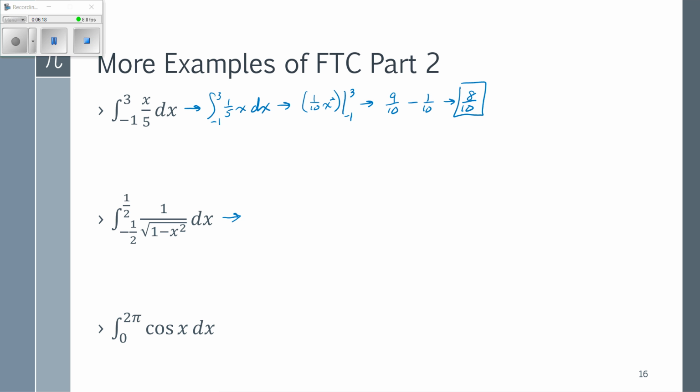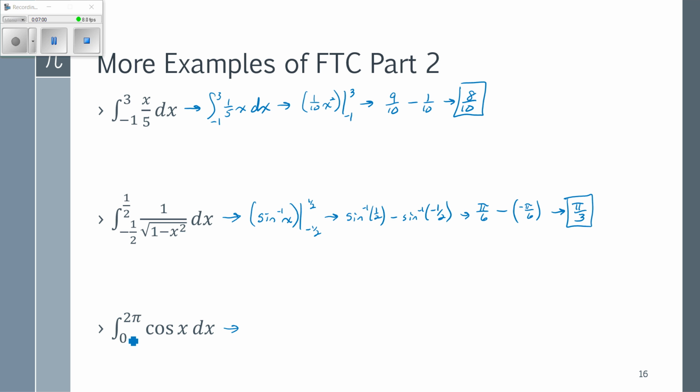If I need the integral from -1/2 to +1/2 of 1 over the square root of 1 minus x squared, this is one of our inverse trig functions. That's the inverse sine from -1/2 to +1/2. Well, that means I need the inverse sine of 1/2 minus the inverse sine of -1/2. Inverse sine of 1/2 is going to be positive pi over 6, minus inverse sine of -1/2 is negative pi over 6. So I get pi over 3.